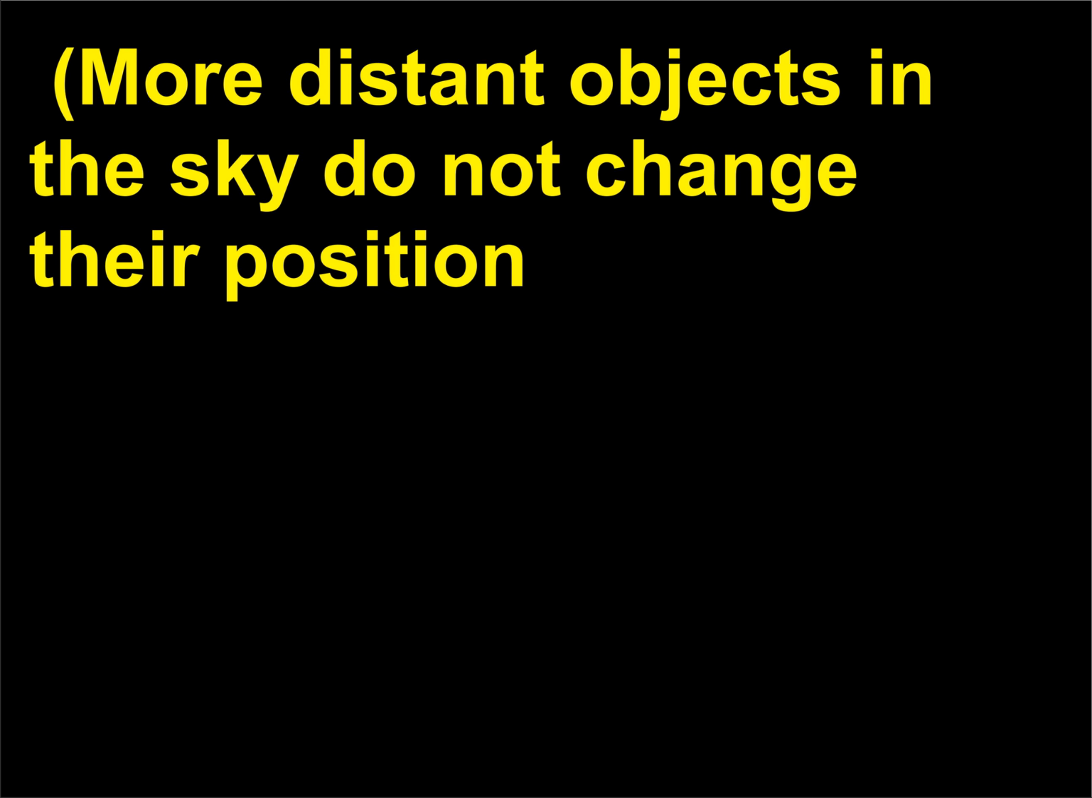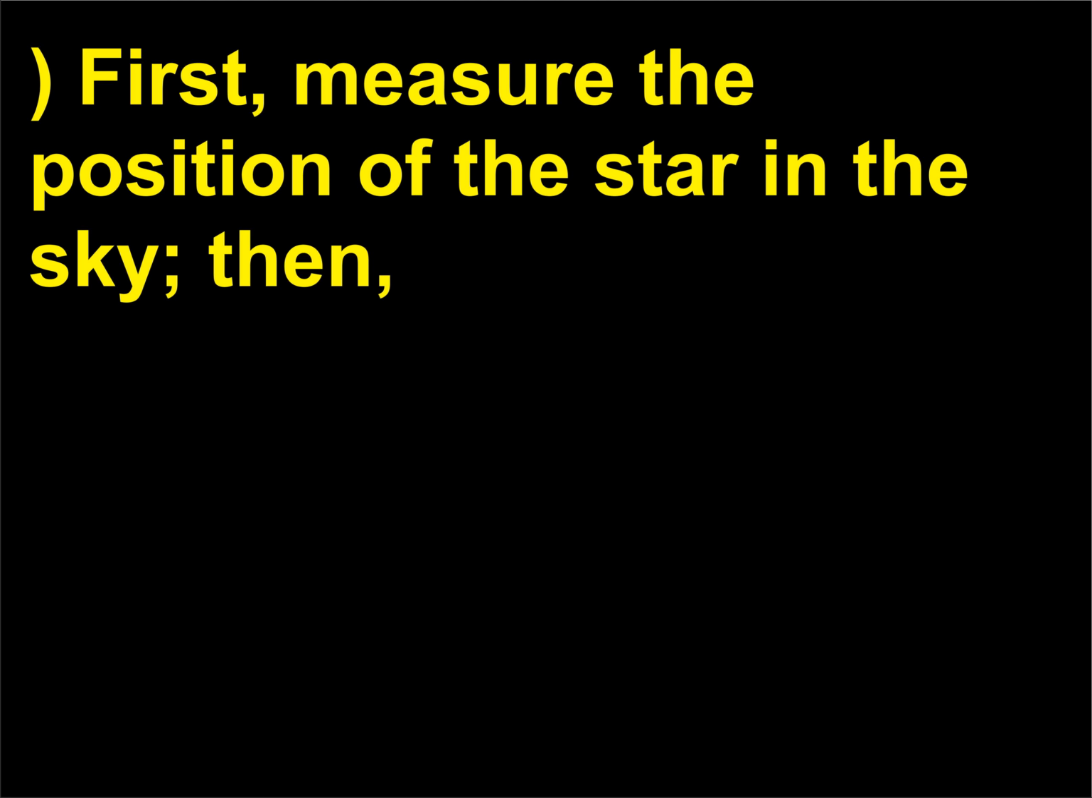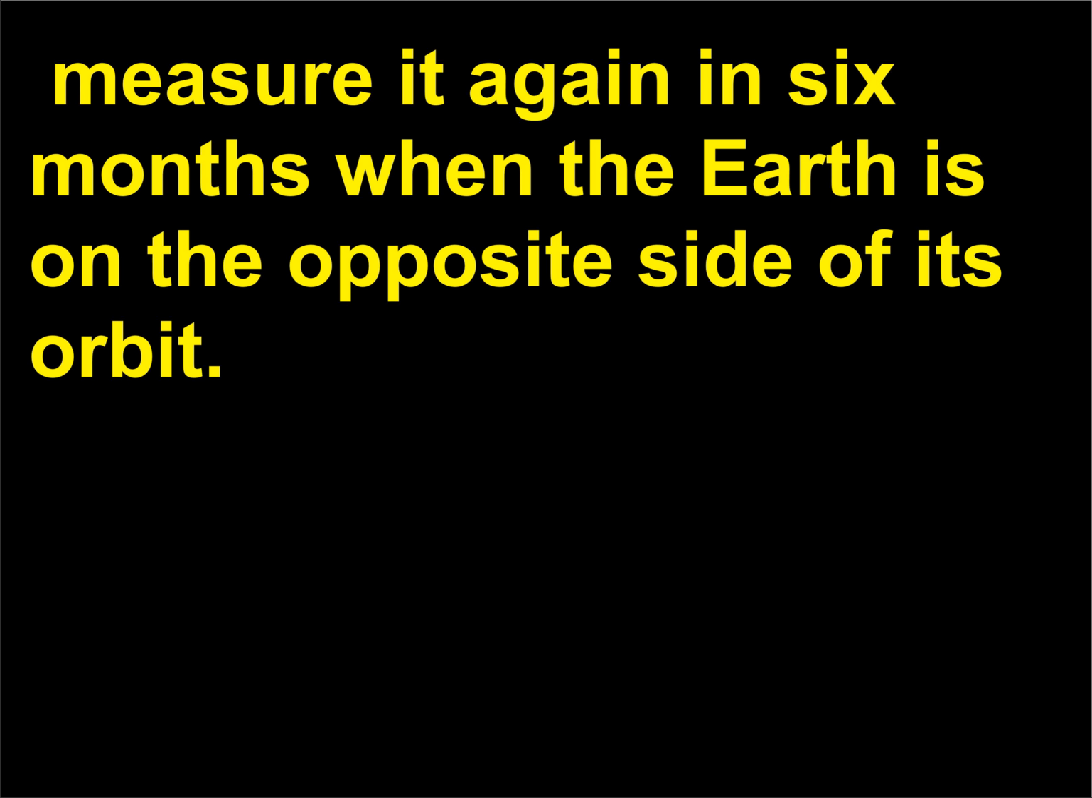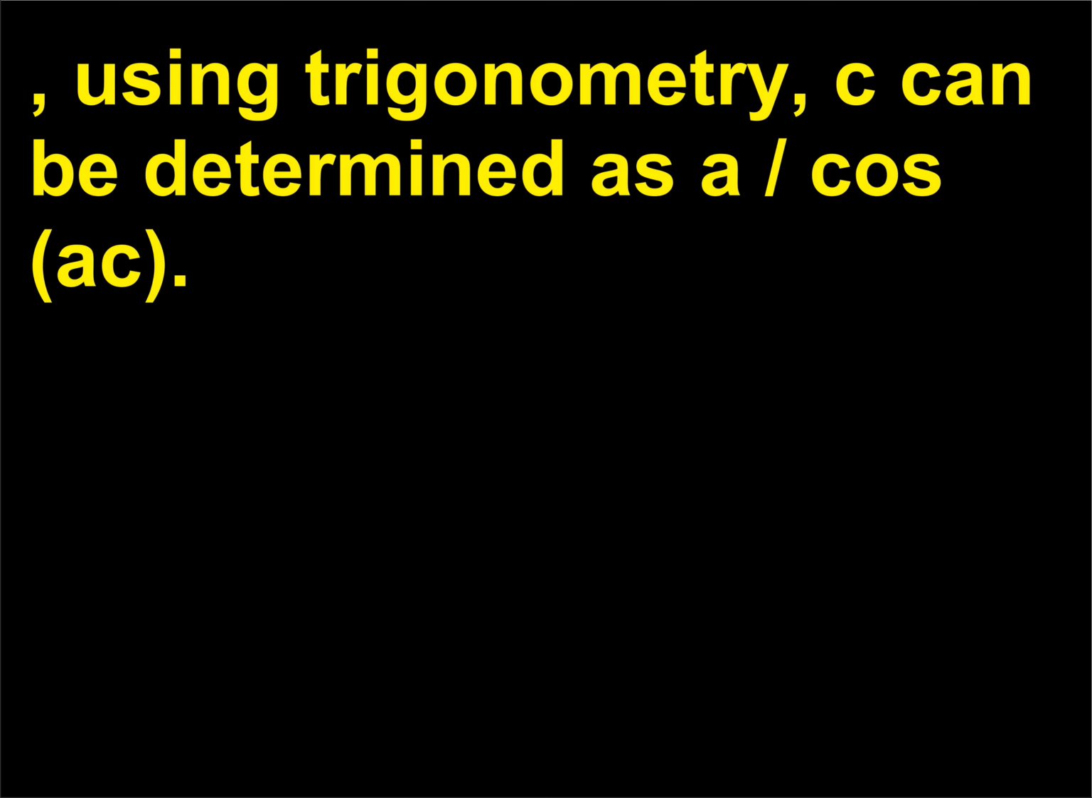More distant objects in the sky do not change their position enough as the Earth orbits from one side of the Sun to the other. First, measure the position of the star in the sky, then measure it again in 6 months when the Earth is on the opposite side of its orbit. If the distance A and the angle AC are known, as seen in the diagram below, using trigonometry, C can be determined as A/cos AC.